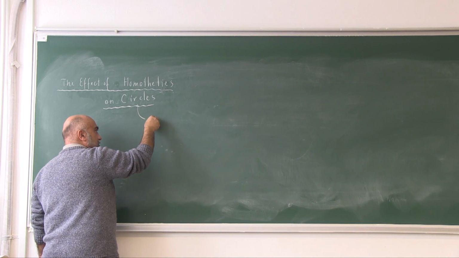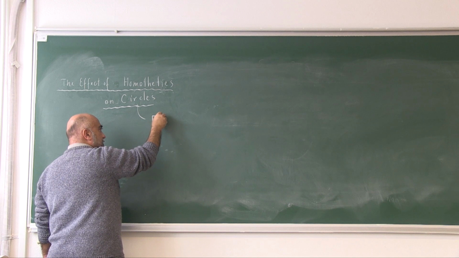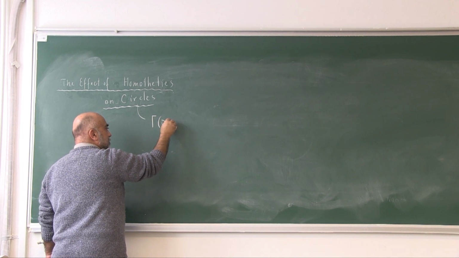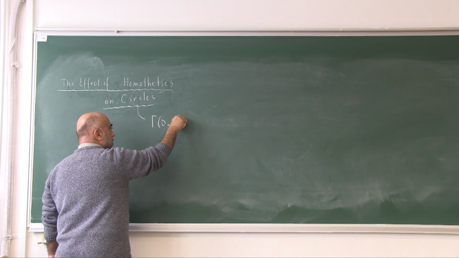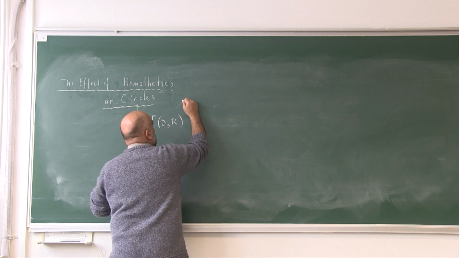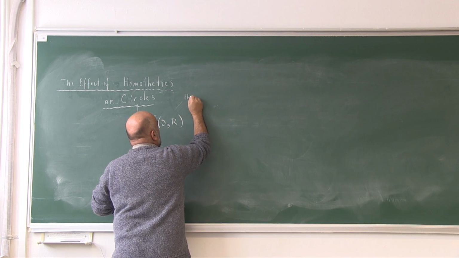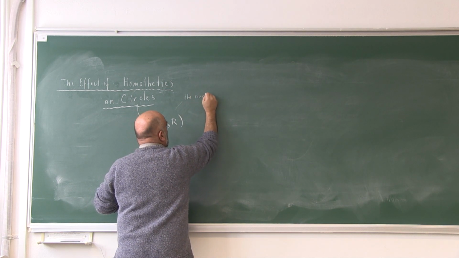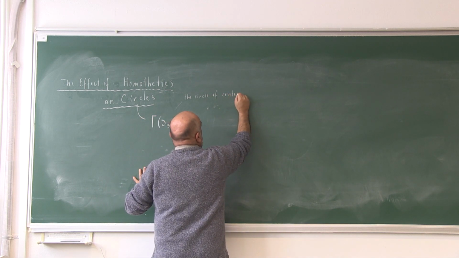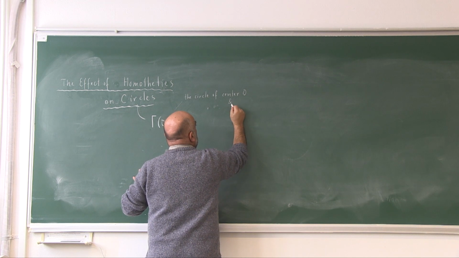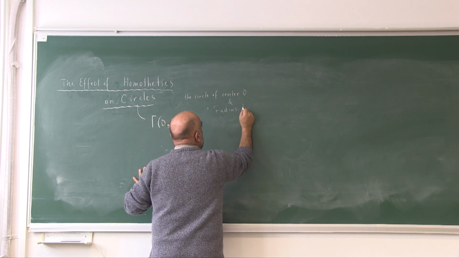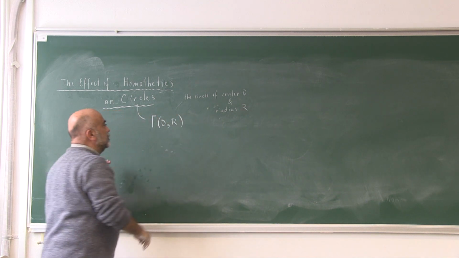Let me denote the circle with center O and radius R, big R, as big gamma OR. So that's simply the circle of center O and radius R. This kind of notation will be useful.